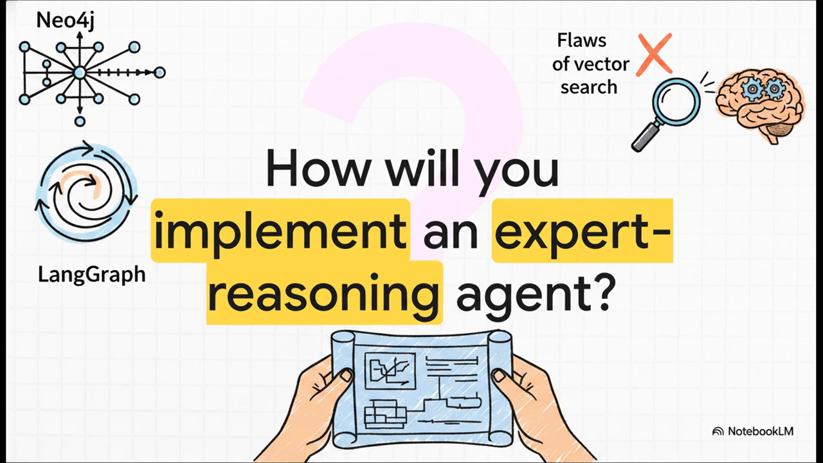We've covered the complete architectural walkthrough today, from escaping the limits of standard vectors to dynamically routing query pipelines with LangGraph, right down to optimizing cipher generation in Neo4j. Equipped with this practical blueprint, how will you implement your own expert reasoning AI agent to finally move beyond standard RAG? The stack is absolutely ready for you.